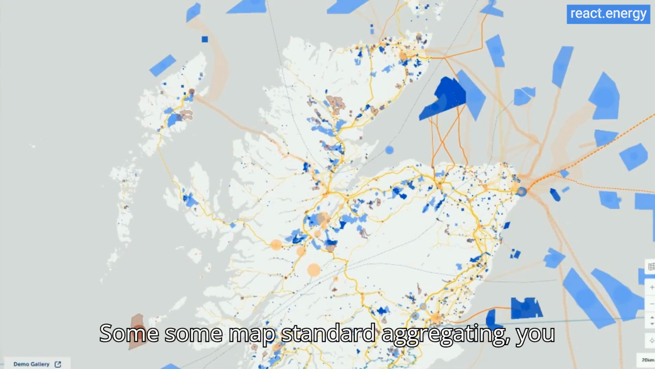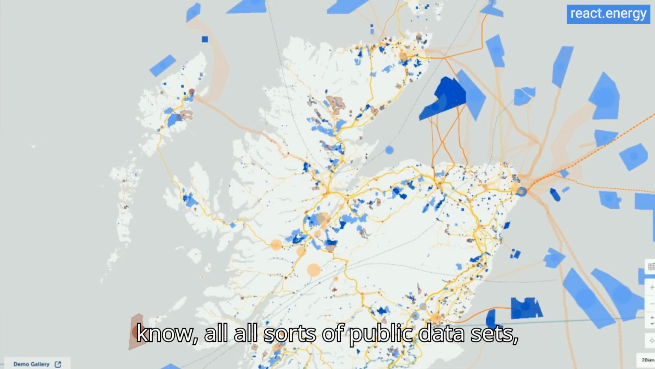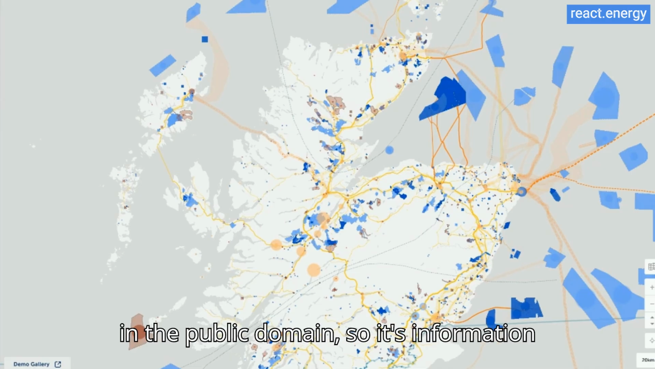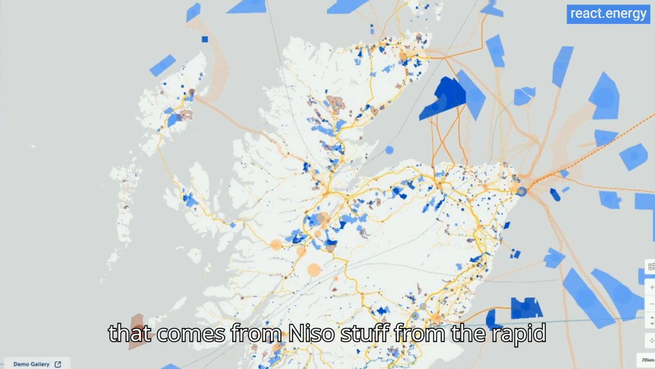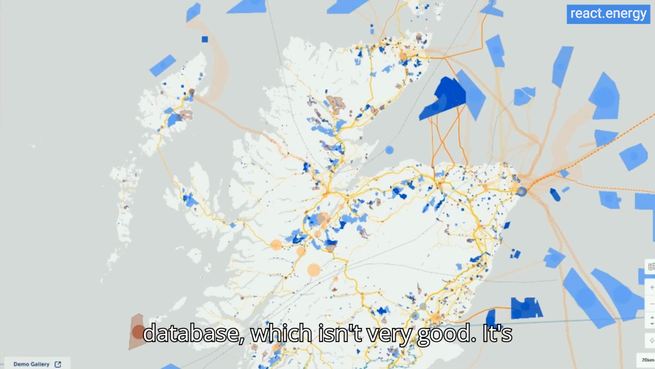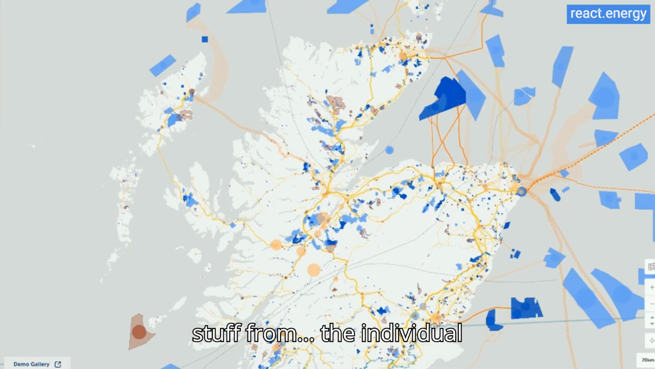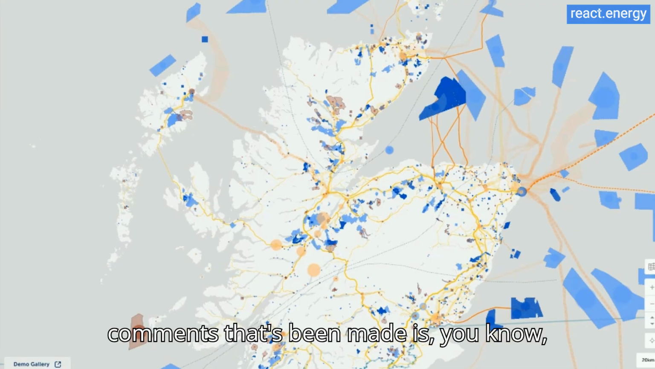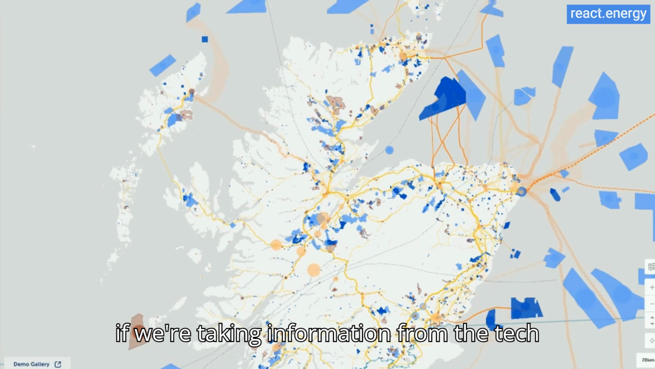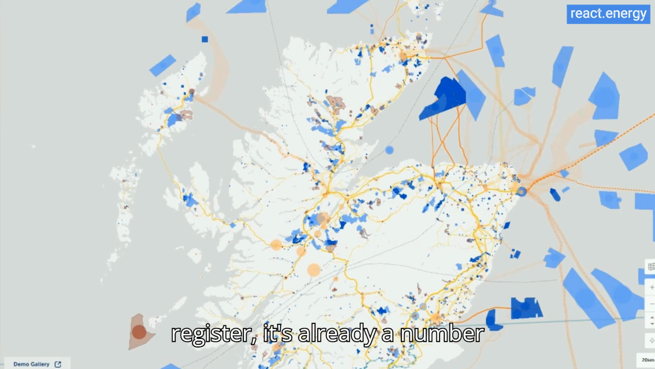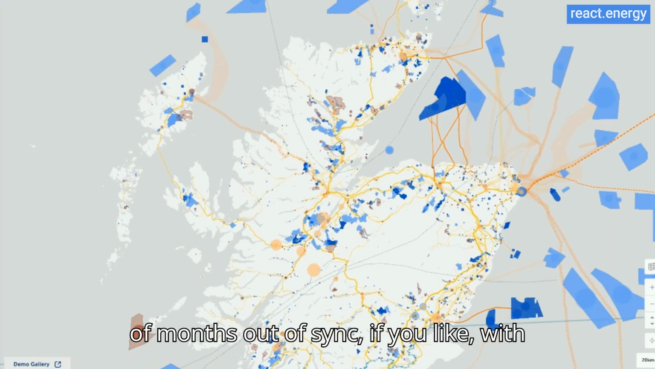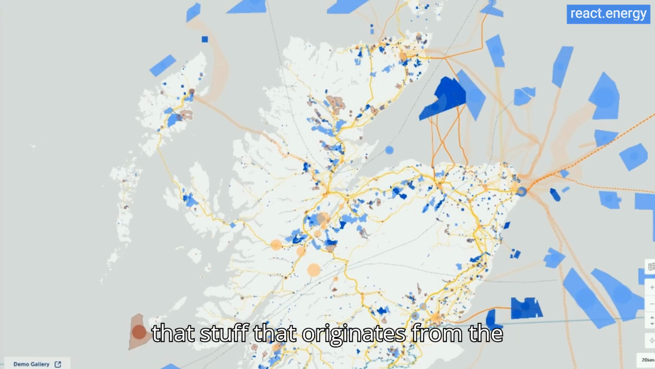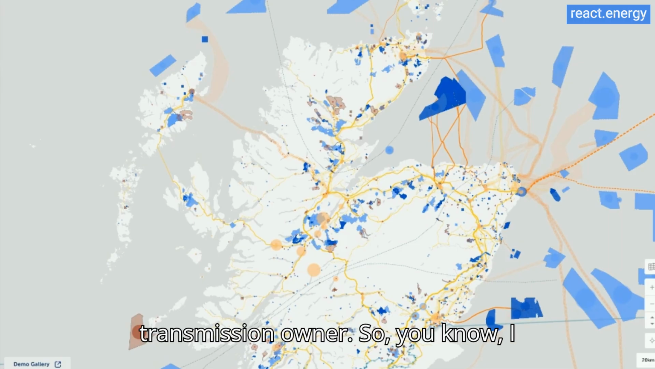So MapStand are aggregating all sorts of public data sets, but it is only stuff that's in the public domain. So it's information that comes from NESO, stuff from the RAPID database, which isn't very good, and stuff from the individual local authority planning portals, including all the geometries. One of the comments that's been made is that if we're taking information from the tech register, it's already a number of months out of sync with the stuff that originates from the transmission owner.